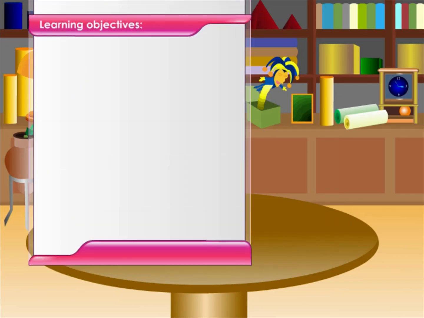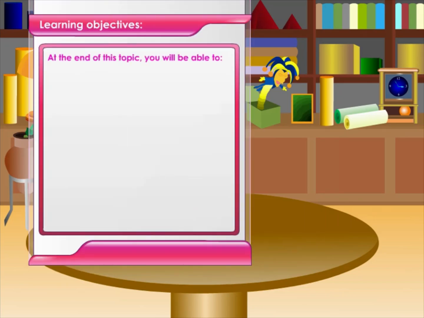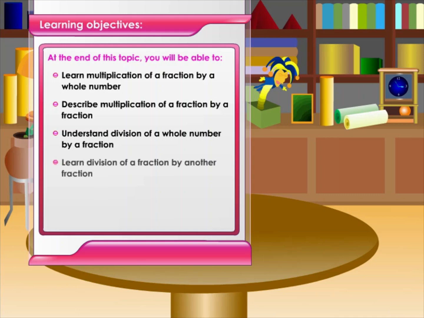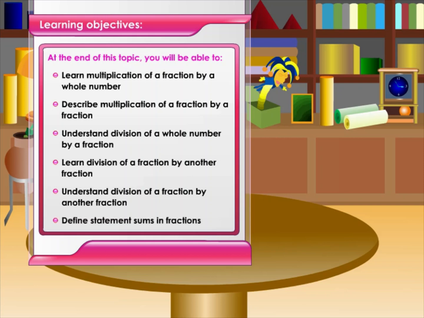Learning objectives. At the end of this topic, you will be able to learn multiplication of a fraction by a whole number, describe multiplication of a fraction by a fraction, understand division of a whole number by a fraction, learn division of a fraction by another fraction, and define word sums in fractions.